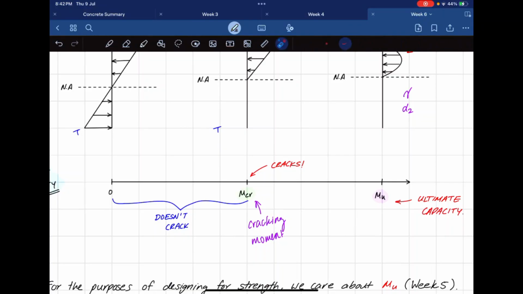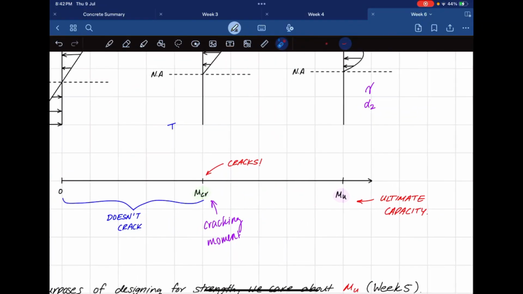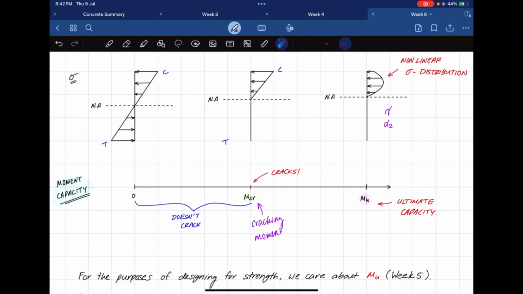And then you keep increasing the amount of load that's acting on the beam. The moment increases, and so you end up reaching something called an ultimate capacity.